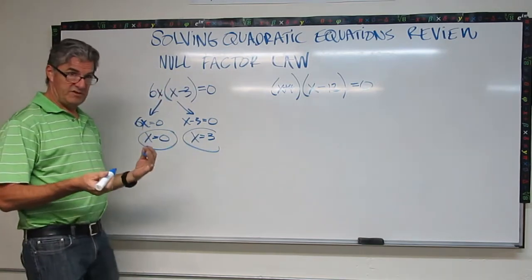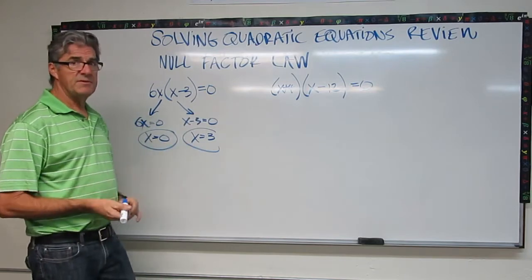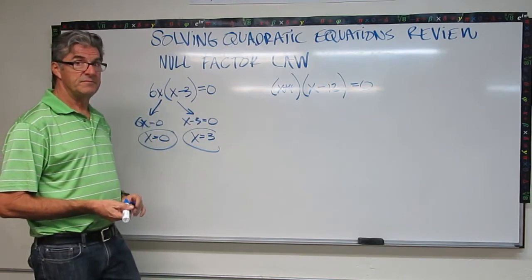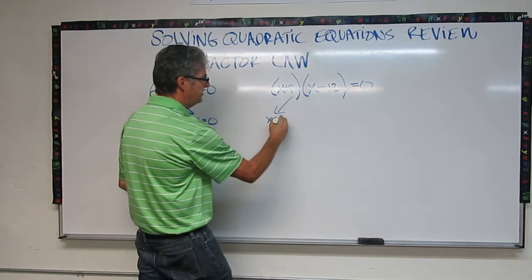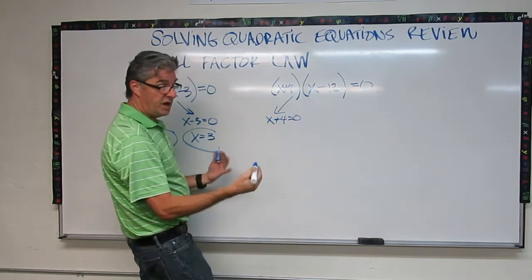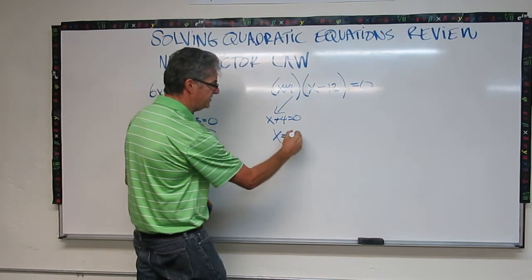Now if you want to give it a shot, try that one. A little bit more complicated, but not by much. Okay, I'm going to do my branch. X plus 4 equals 0. Subtract 4 from both sides, and I have my first solution.